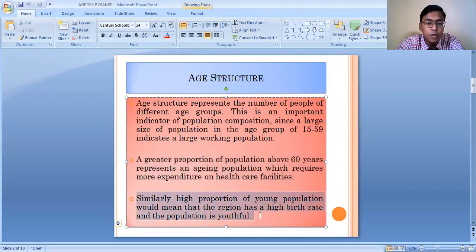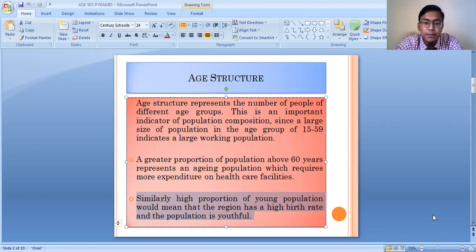Similarly, a high proportion of young population would mean that the region has a high birth rate and the population is youthful. If the percentage of young population, like 0 to 15 years, is more, that means in that country more young people are there. Most of the population is in its youthful stage, and it also indicates that the country has a higher birth rate, and this is the reason the number of people in the age group of 0 to 15 years is very high.